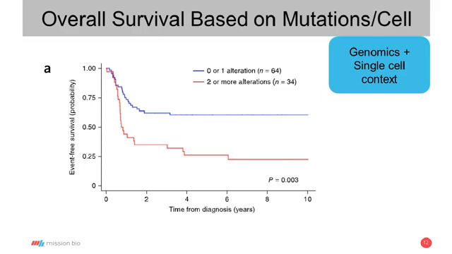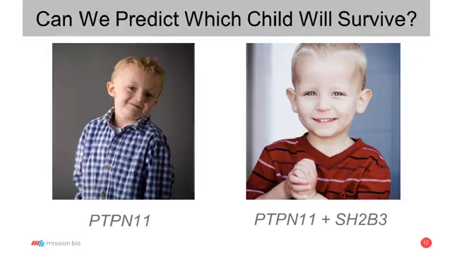When we layered on the context of the cell, looking at whether there was one or two alterations in a cell or more than two alterations in a cell, you start seeing a nice segregation between survival and relapse. And now, when you look at these two children, you can see that the child on the right has a double mutation, that two mutations occurred in one of the subclones, which unfortunately made that child unresponsive or relapsed to the therapies that were being tested in that clinical trial, whereas the child on the left survived with that single mutation. So that's really the power of single cell context.